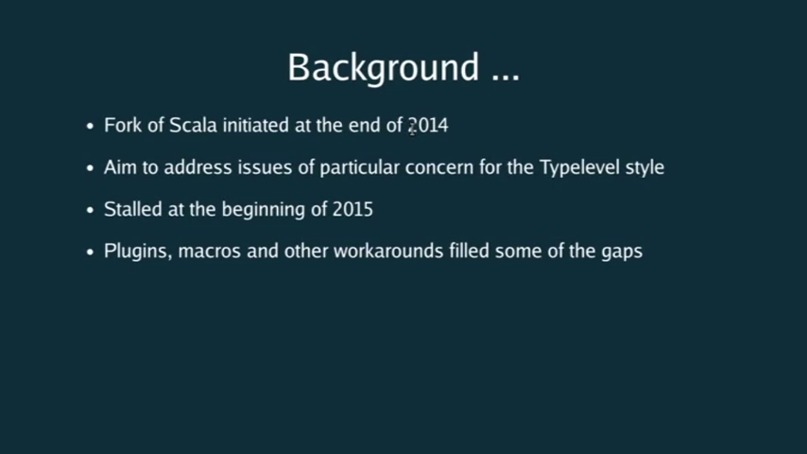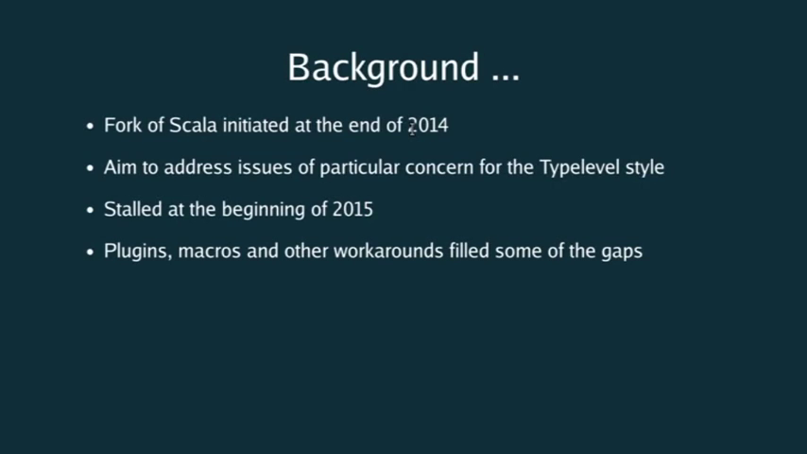And although the work stopped, none of the problems that Typelevel Scala had been originally forked to address went away. To some extent, what happened is that people started exploring smaller, less ambitious, more local alternatives to having a full-blown fork of the Scala compiler, and picked up some of the slack with plugins and macros and various other kinds of things.